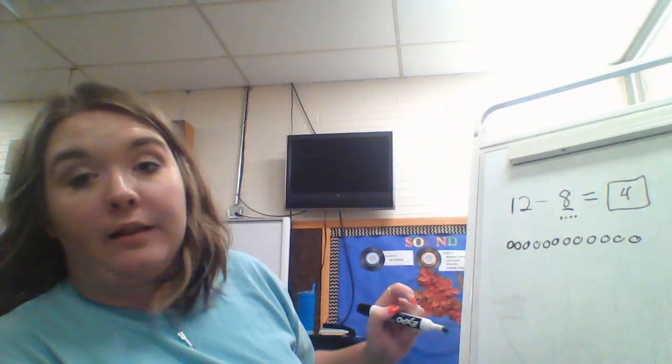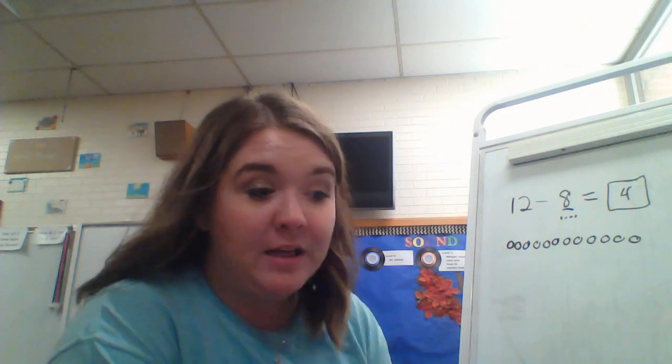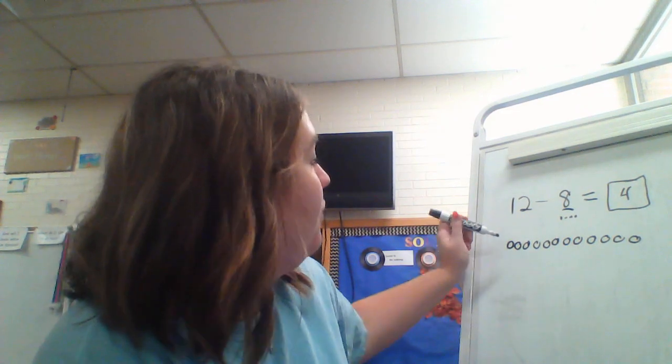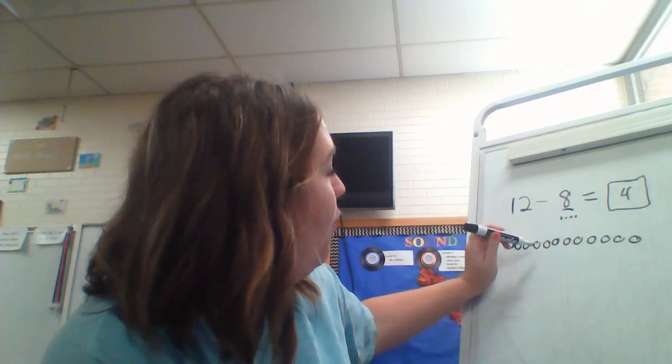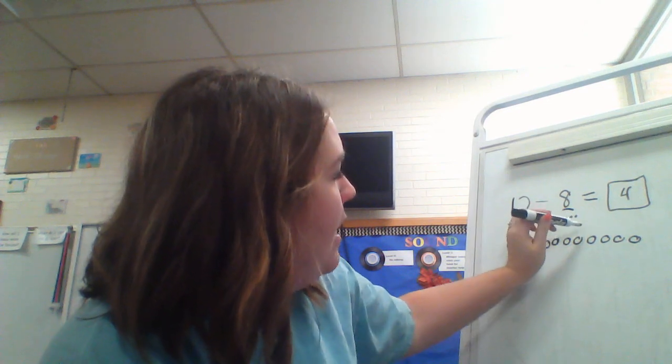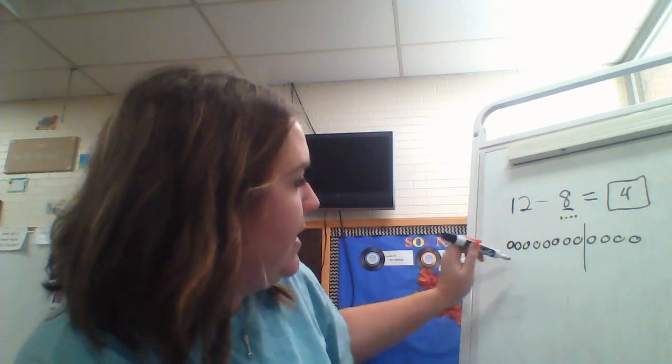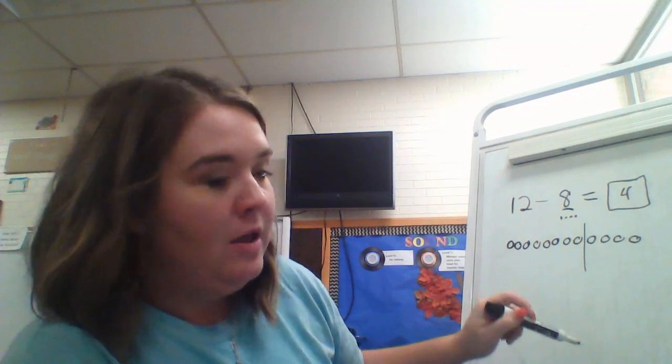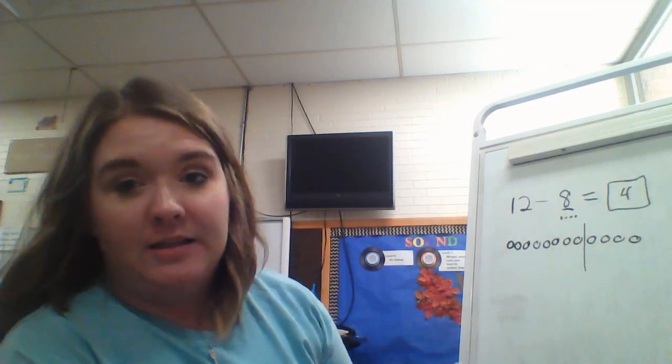And I'm going to draw a line because I'm going to count out 8 of them because 8 of them are daisies. So I'm going to count out those 8 daisies. 1, 2, 3, 4, 5, 6, 7, 8. And I'm going to make a line between my 8 daisies and the rest of my flowers. And the rest that I have left is 4, so that means I must have 4 roses.